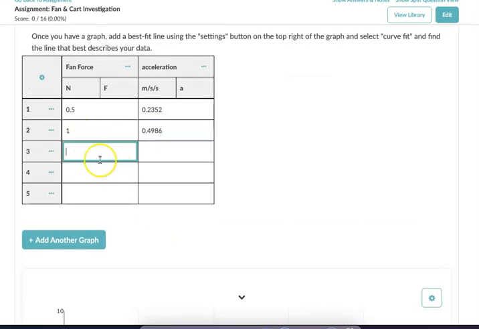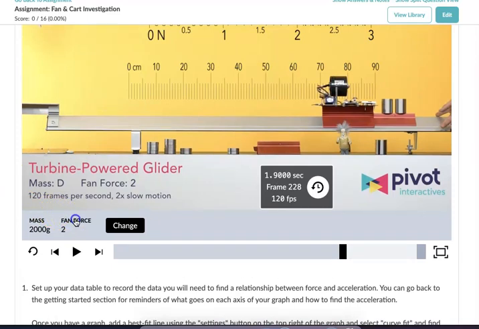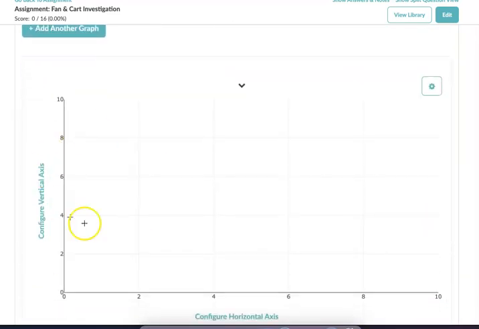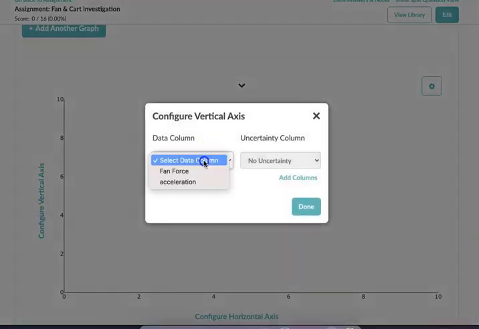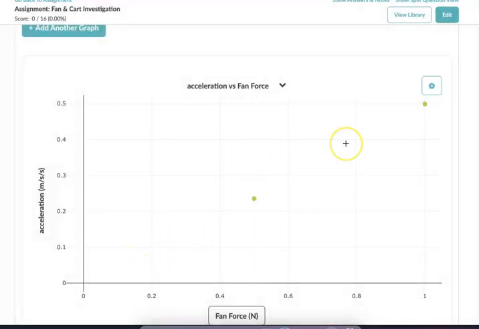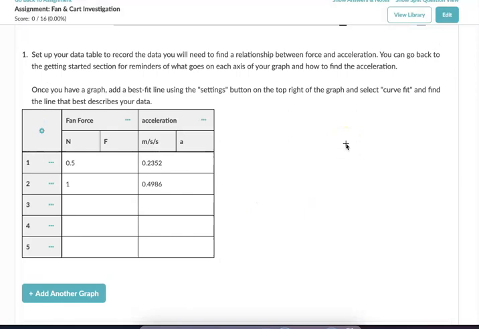Now, I would repeat this for fan force 3, fan force 4, and fan force 5. And if you do that and then configure your graph, just like we did before, by clicking here and selecting your data column, remembering that acceleration is on my y-axis, okay? Force is on my x-axis, okay? And right now, I think I'll only have 2 points, but eventually on your graph, you should have 5 points.